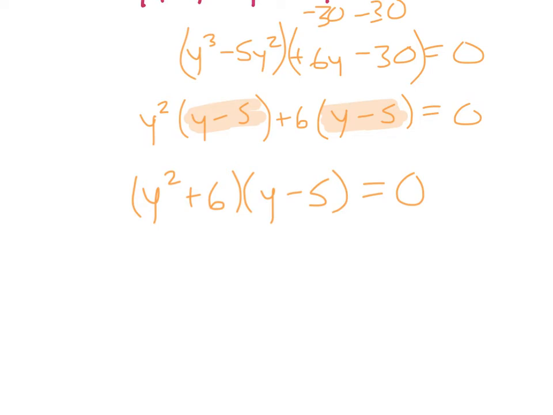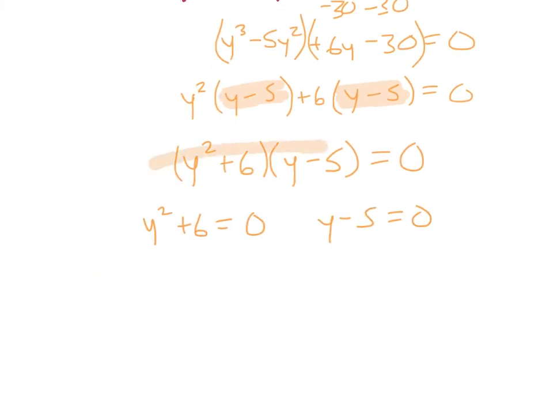What should we do next? Can we factor this anymore? No, so we can just go ahead and set each piece equal to 0. So we have y squared plus 6 is equal to 0, y minus 5 is equal to 0. If we were just factoring, we would leave our answer as this, but for this one, it's asking us to solve, so we need to find our answers for y.